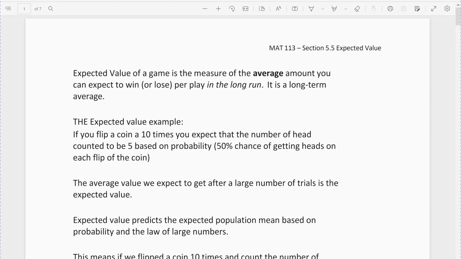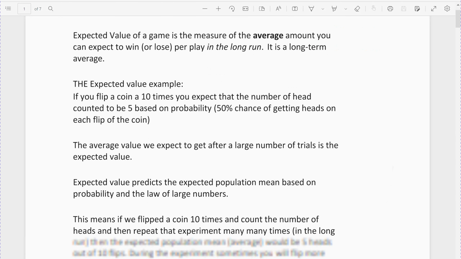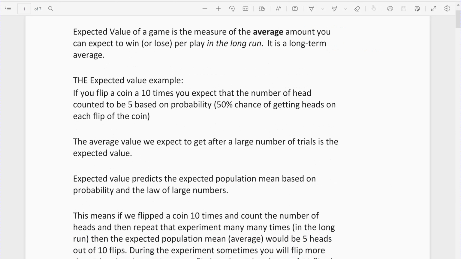Okay, section 5.5 is a special way that we use probability to find what's called the expected value, or the expected winnings, when we play a game. So the expected value of a game is the measure of the average amount you would expect to either win if it comes out a positive number, or lose if it comes out a negative number, when you play in the long run.